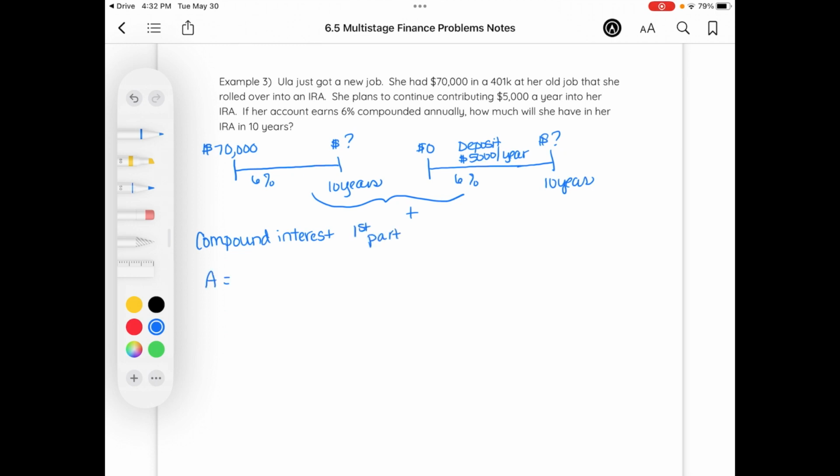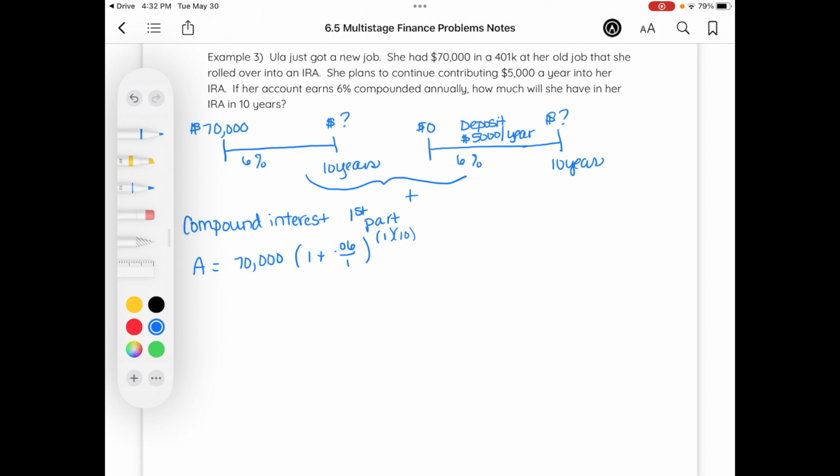Or the amount that we will have in that account is the $70,000 that we put in times 1 plus the interest of 6%. We're compounding one time per year, so one time for 10 years. And again, I'll let you use your calculator to verify, but this does give us $125,359.34.